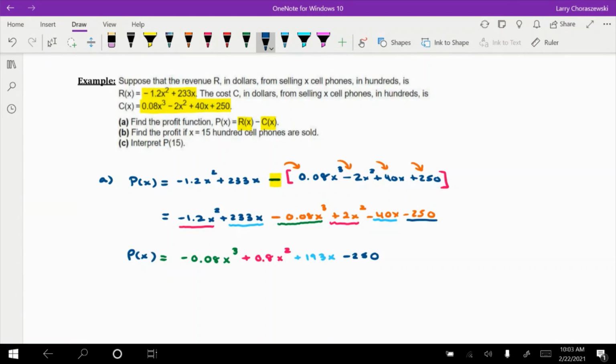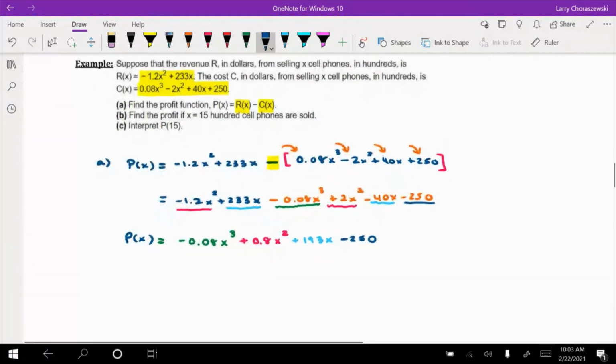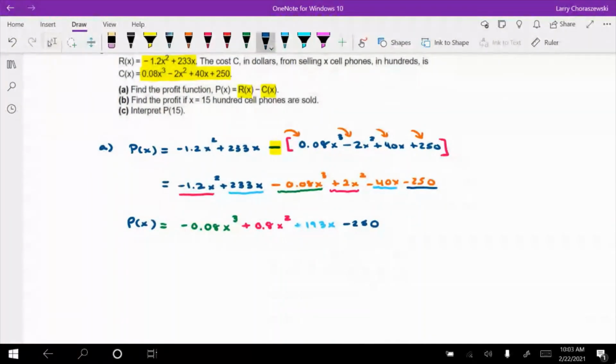And the way it works is that we could choose any value of x and plug it into this function, all the x's, and that would tell us what the profit is from selling that many cell phones. So this is our answer to part A, and part B actually wants us to do just that. Part B wants us to find the profit when x is equal to 15, meaning 1,500 cell phones.